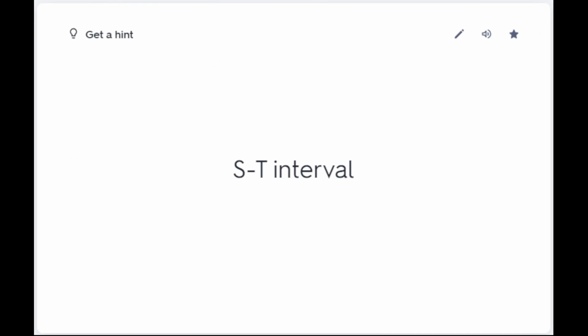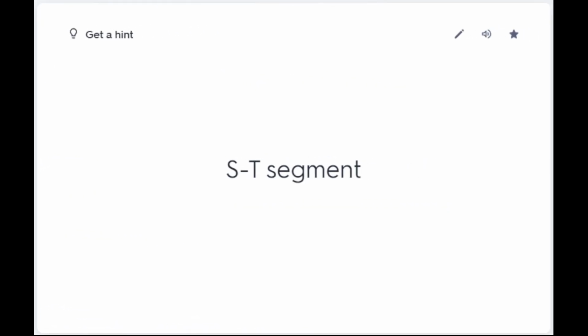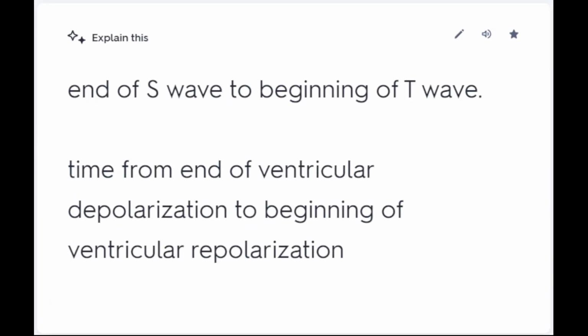ST interval. End of S wave to end of T wave, time from end of ventricular depolarization to end of ventricular repolarization. ST segment. End of S wave to beginning of T wave, time from end of ventricular depolarization to beginning of ventricular repolarization.